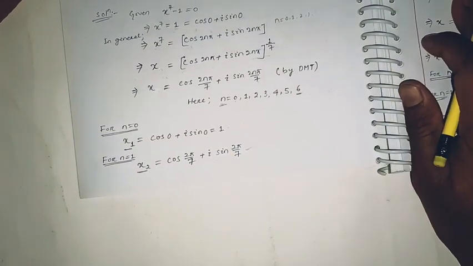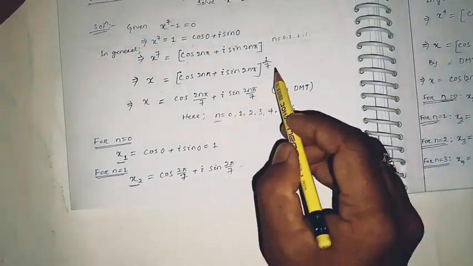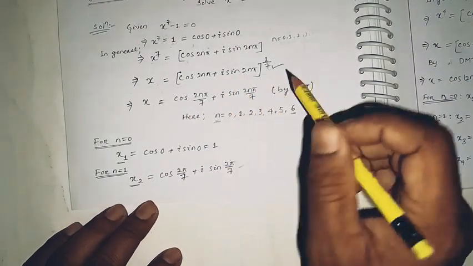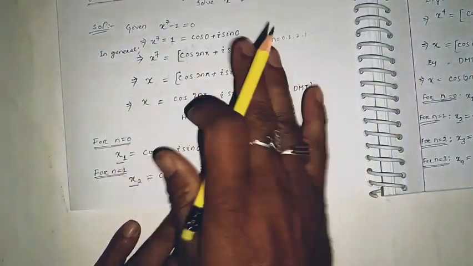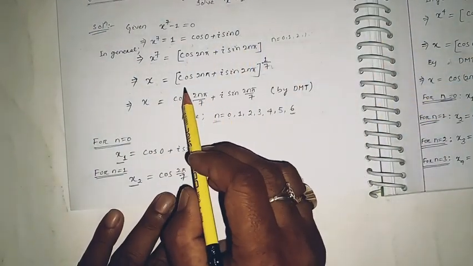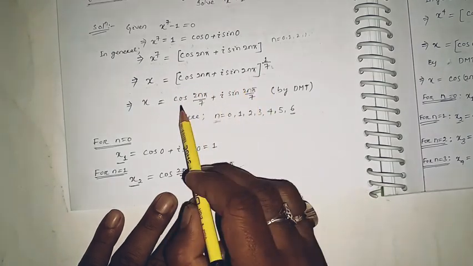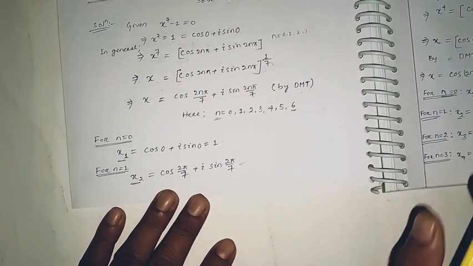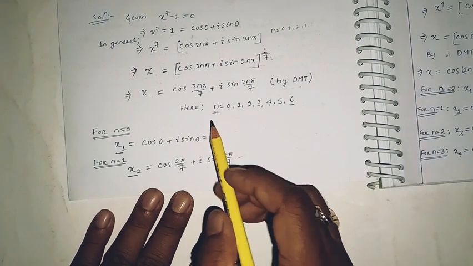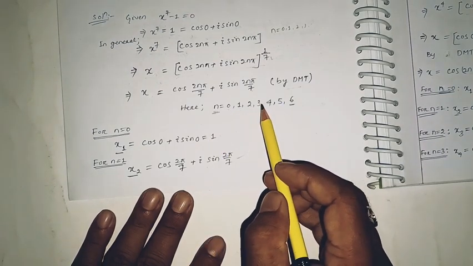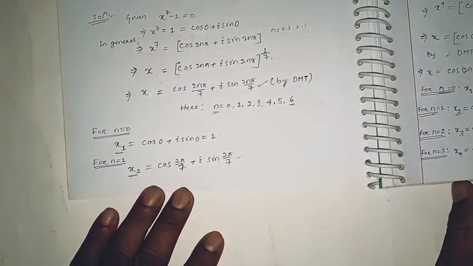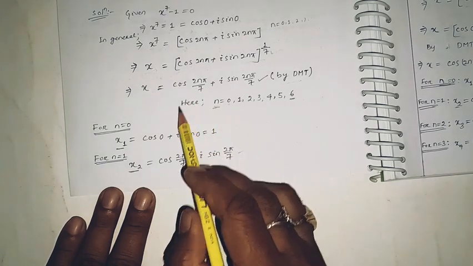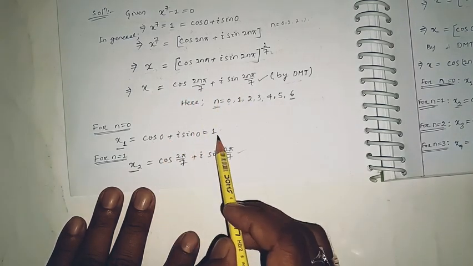For n equal to 0, here you have to substitute. Here I forgot one thing. This can be written as cos 2n pi by 7 plus i sin 2n pi by 7 by using de Moivre's theorem. So to find the 7 roots, one by one we have to substitute the numbers in this equation. For the first root, we consider n equal to 0. So you just put n equal to 0 over here. This will be cos 0 plus i sin 0. The value will be 1.